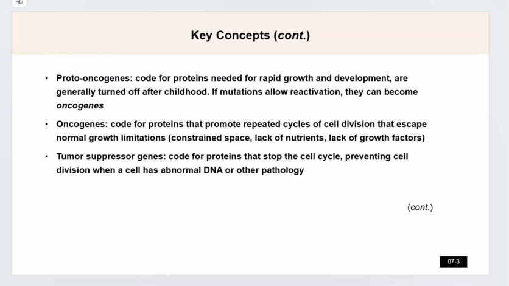And then we have tumor suppressor genes, which code for proteins that stop the cell cycle, preventing cell division when a cell has abnormal DNA or pathology. So having tumor suppressor genes is a good thing. Having proto-oncogenes that get turned back on later in life to become oncogenes is not a good thing.